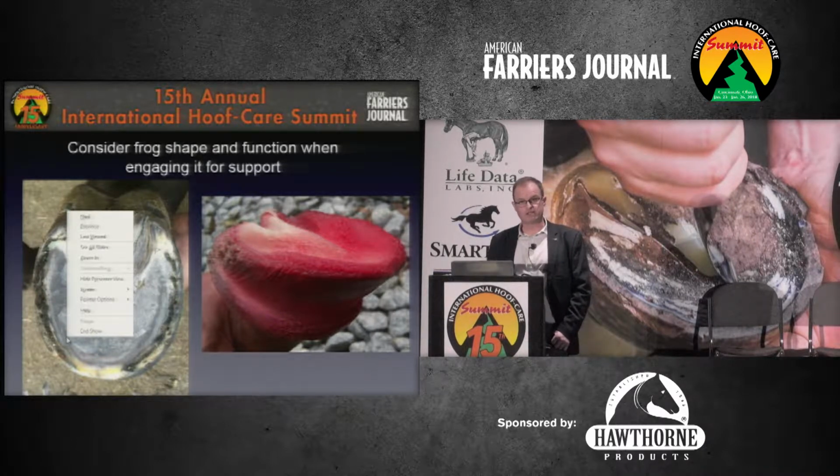So again, think of other ways of doing it. There's more than one way of loading the frog. It doesn't necessarily have to be a heart bar.